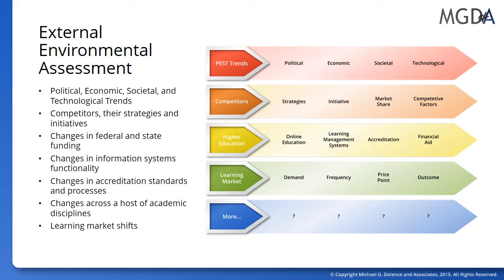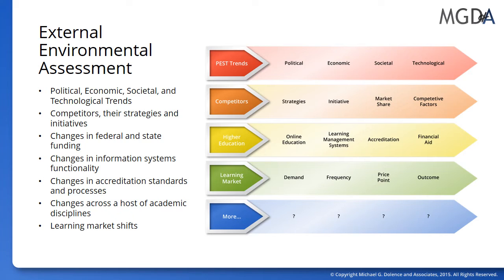External environmental assessment involves the systematic evaluation of external factors. Awareness and understanding of the forces external to the institution are essential in creating and sustaining a viable institution and a healthy curriculum. External factors include, but are not limited to, such things as political, economic, societal, and technological trends, competitors and their strategies and initiatives, changes across the higher education sector of the economy, such as changes in federal and state funding, changes in information systems functionality, changes in accreditation standards and processes, and changes across the host of academic disciplines. All must be monitored and understood.